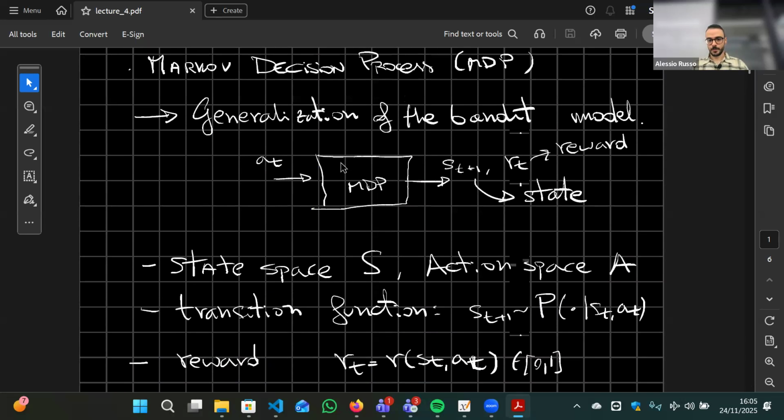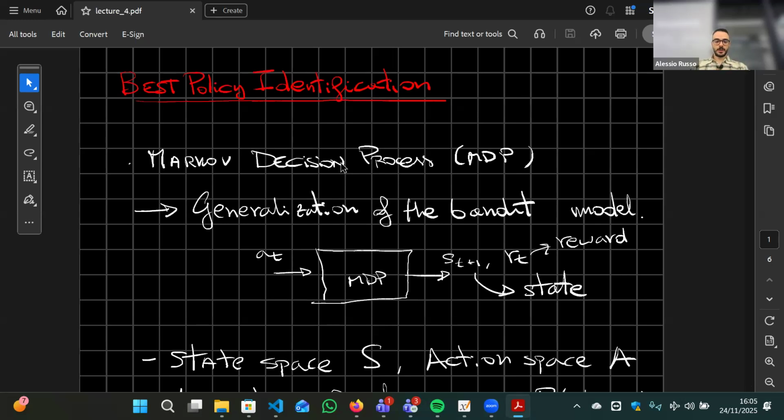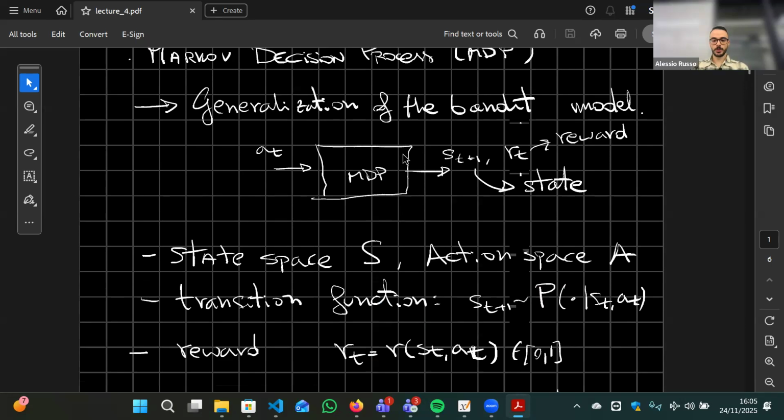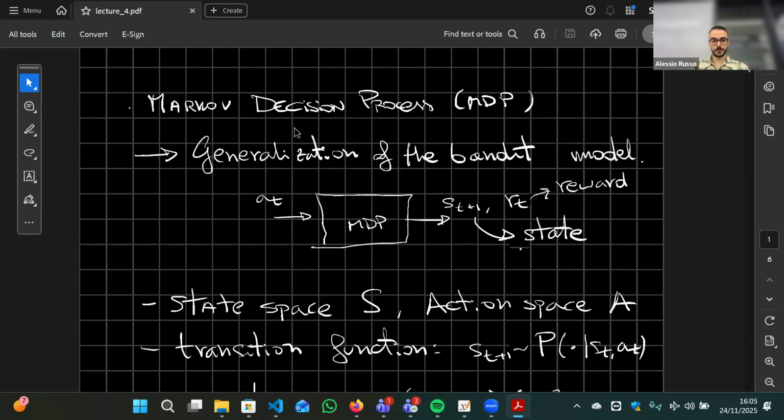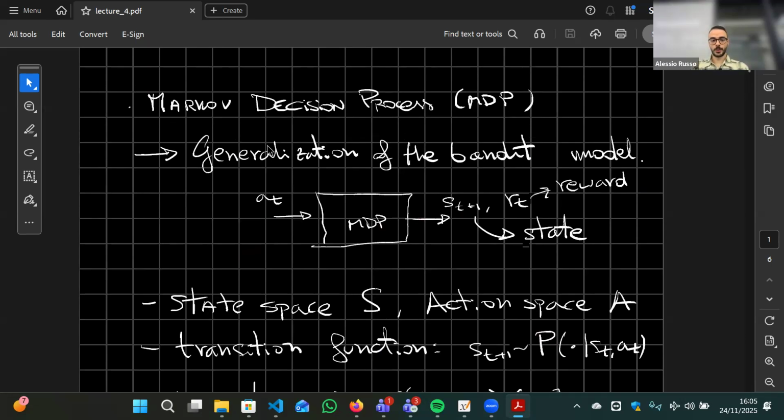So in best policy identification, we are simply trying to extend the best arm identification problem to MDPs. Recall from the last time that we have a Markov decision process, which is a generalization of the bandit model. So we have this MDP, which is affected by the actions that we take. And the action basically will affect the internal state of the MDP.